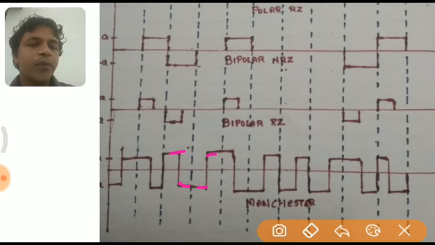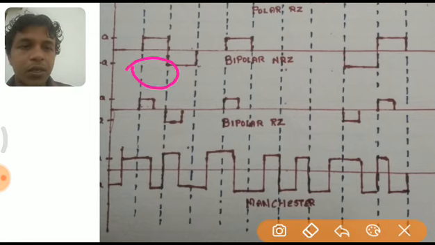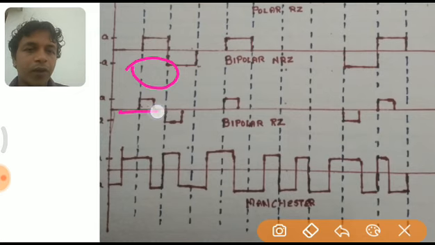Okay, so here again this Manchester format can be represented in inverted form. For example, 0 can be represented as plus a volt for half of the bit duration and minus a volt for the second half.